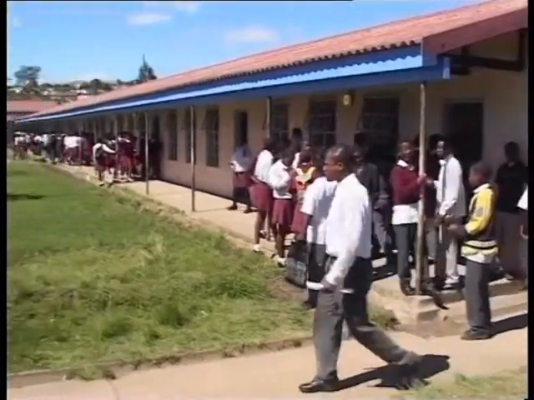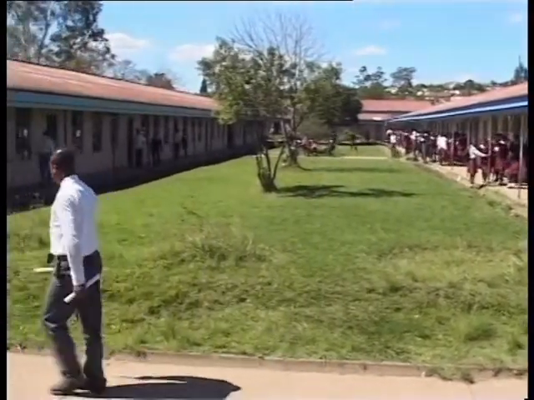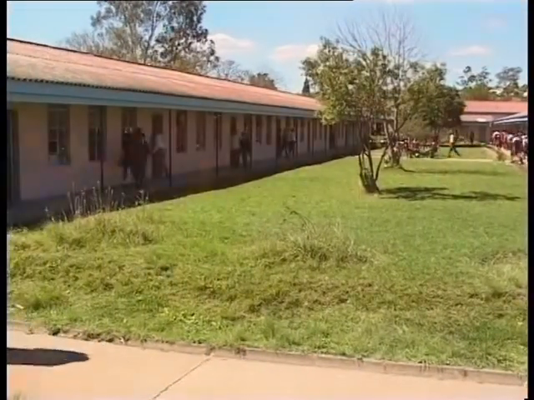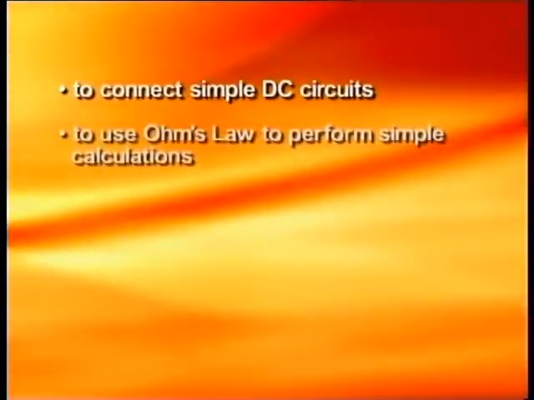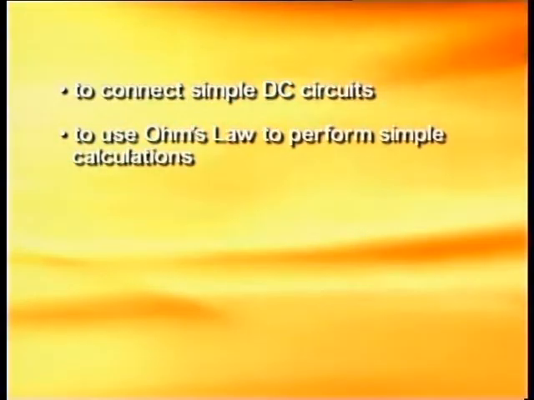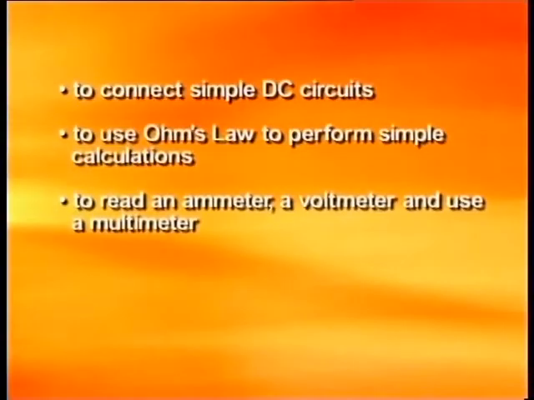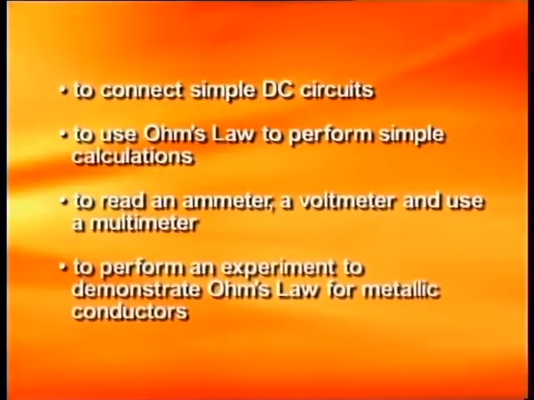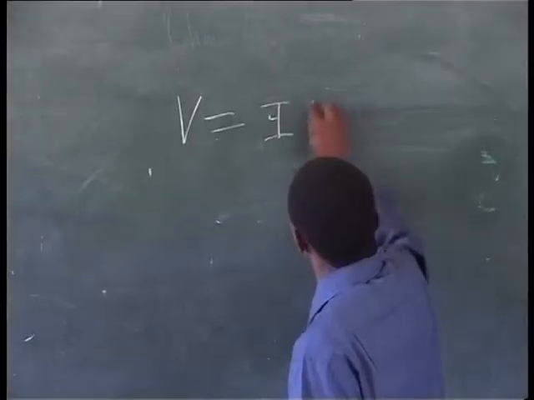At ZamaZulu, the teacher introduces a practical lesson to demonstrate Ohm's law. The outcomes of this lesson for the learners are to connect simple DC circuits, to use Ohm's law to perform simple calculations, to read an ammeter and a voltmeter, and to use a multimeter, to perform an experiment to demonstrate Ohm's law for metallic conductors. The teacher begins the lesson by revising Ohm's law.